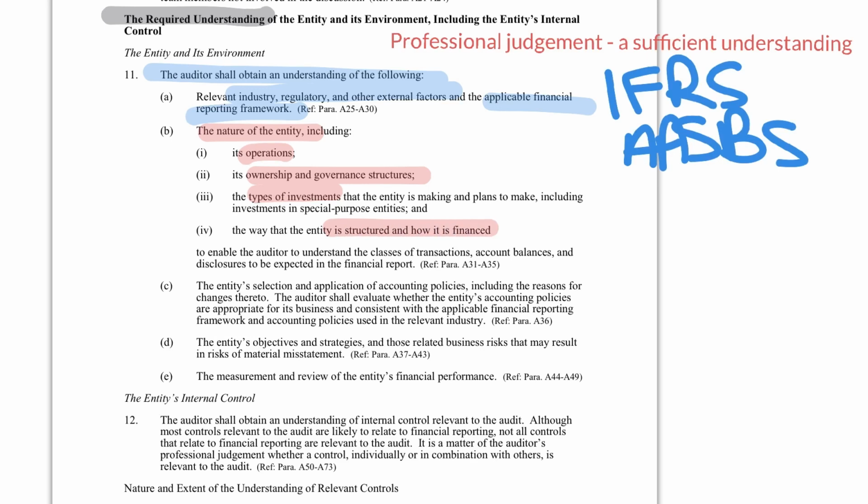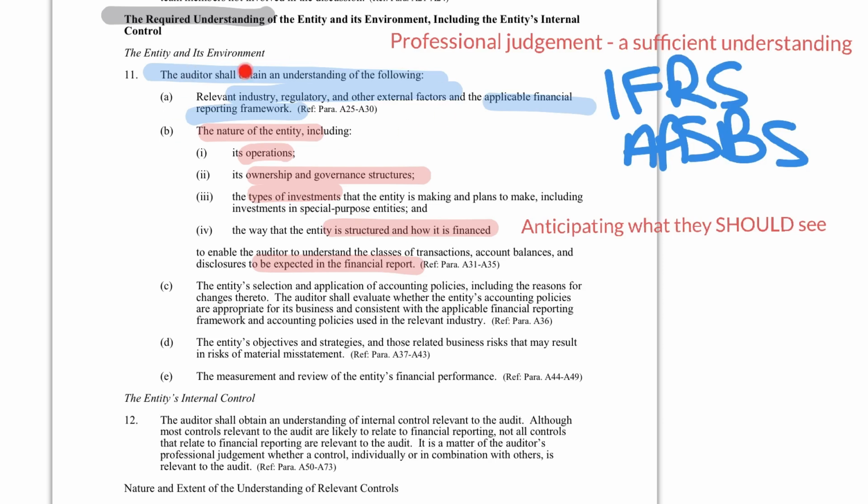Is it a company like Peak Design, for example, that is mostly funded by Kickstarter? Is it a company that relies on a lot of debt? Or is it a company that relies on equity financing? So I need to know what's the business so that I can understand the transactions, account balances, and disclosures to be expected. And that line about to be expected is really important. What the auditor should be doing is anticipating what they should see. So what should they be seeing for clients in a particular type of business or a particular industry, or particular company structure?